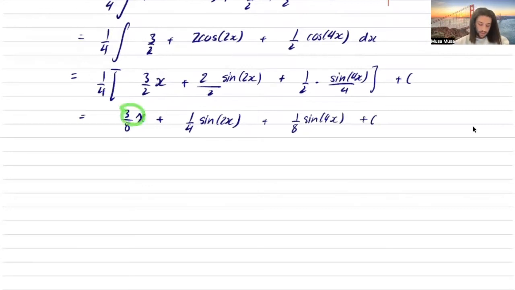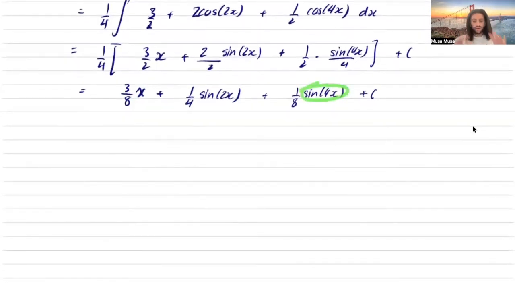Plus 2. You can take out an 8th if you'd like. Then it becomes 3x plus 2 sine, plus 2 sine if I take out an 8. No, a 4, my bad. And then plus a sine of 4x. Anyway, you get the idea. So that's how you would do that one. Perfect.